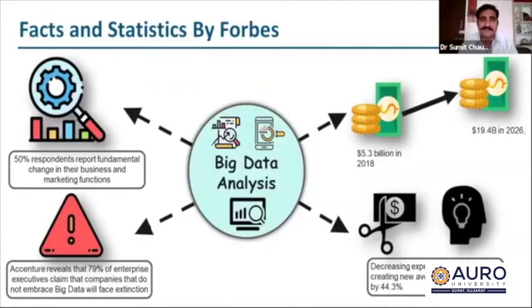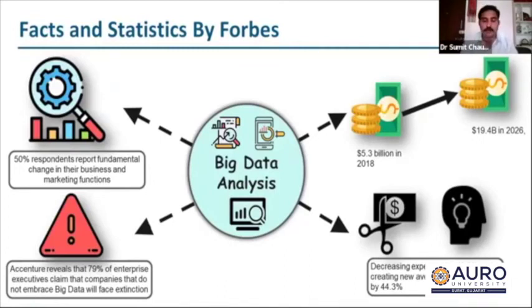Now, facts and statistics by Forbes. This will be more interesting to you. Forbes has already published them. Forbes is managed by Reliance Industries, the magazine we have. So 50% of respondents report a fundamental change in their business and marketing functions after using big data analytics. So this is the impact of big data. You can see 50% of respondents report a fundamental change, exponentially, in their business, and you can consider the sales and marketing functions.